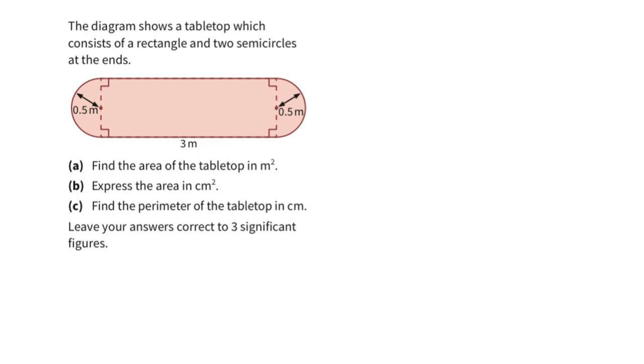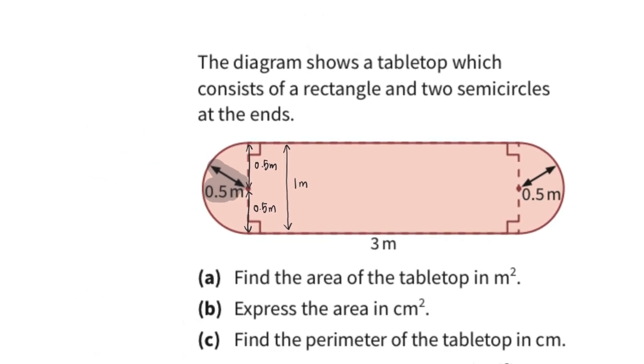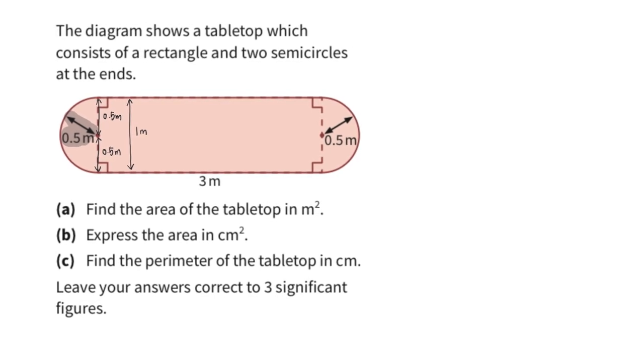In case you don't already know, since they give us the diameter as 0.5 meter, do take note this is the radius, meaning this will be 0.5 meter as well, this as well, and therefore for the rectangular portion the breadth will be 1 meter, 0.5 plus 0.5. And once I know that, it becomes pretty straightforward.